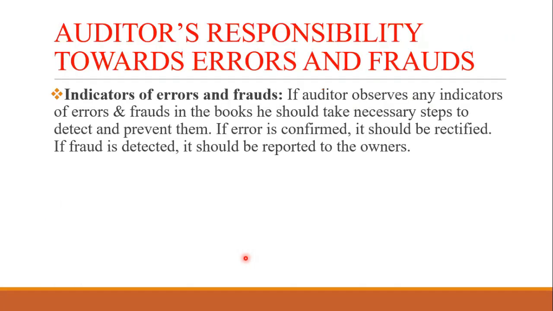Next, indicators of errors and fraud. If the auditor observes any indicator of error and fraud in the books, he should take necessary steps to detect and prevent. If the error is confirmed, it should be rectified. If fraud is detected, it should be reported to the owners. Very important point. If there is error, rectify it. If there is fraud, report it.